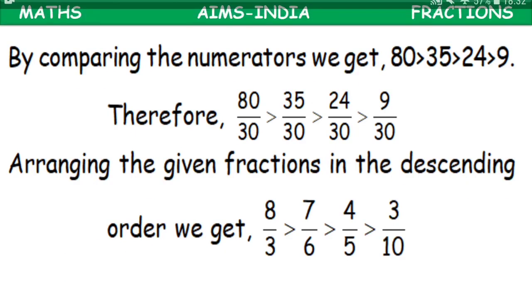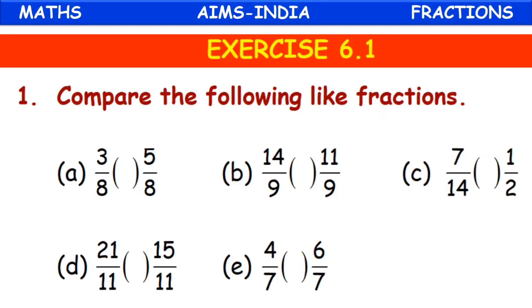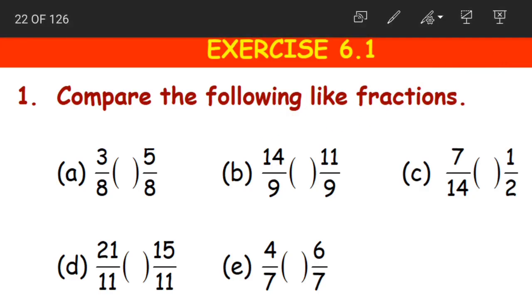Comparison of like and unlike fractions. Now let us do an exercise on this. Yes, so compare the following like fractions. Now comparison of like fractions is easy, right? As they have the same denominator, we'll just go with comparing the numerators. Here 3 is less than 5. So 3 by 8 is less than 5 by 8. Yes children. Next, question B.